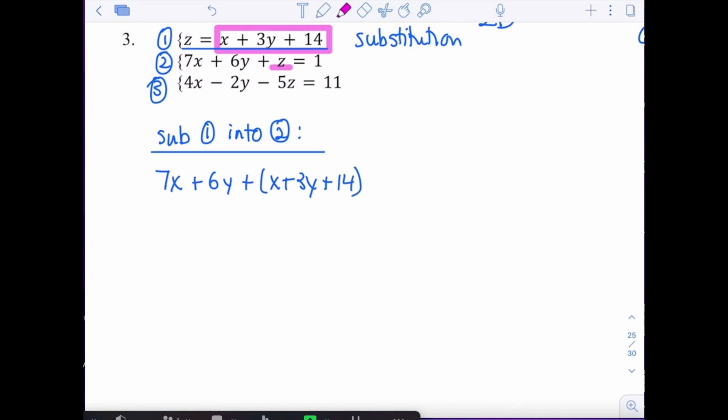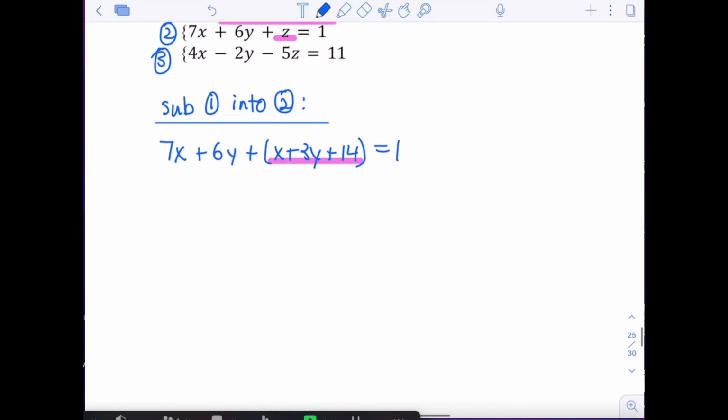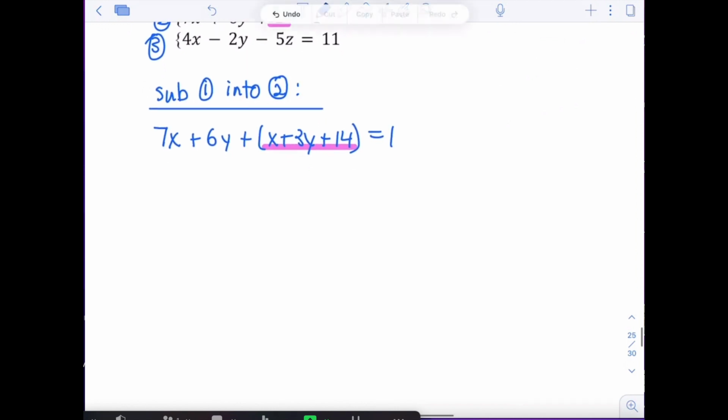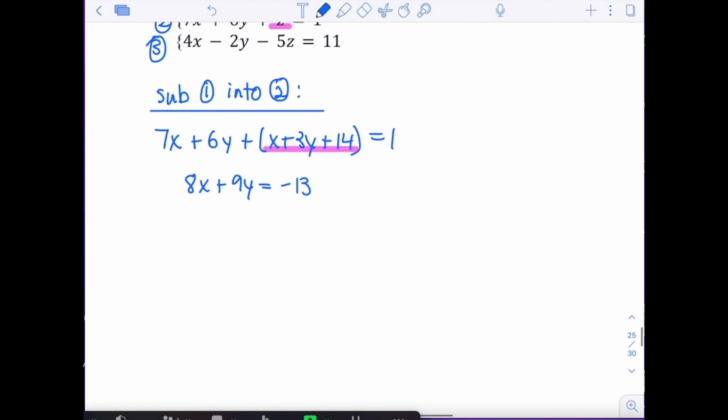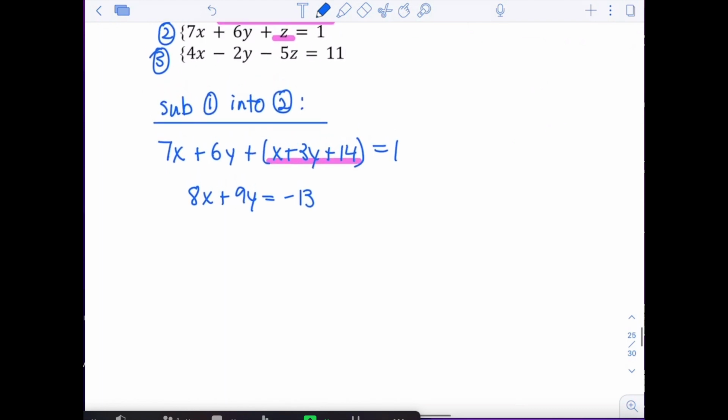Okay, so I'm putting that in for z and equals 1, of course. Now, this will simplify to 8x plus 9y equals, and I'm just going to bring the 14 to the other side, negative 13. Well, normally at this stage, we would only have one variable, but you'll notice that we went from x, y, z to x and y only.